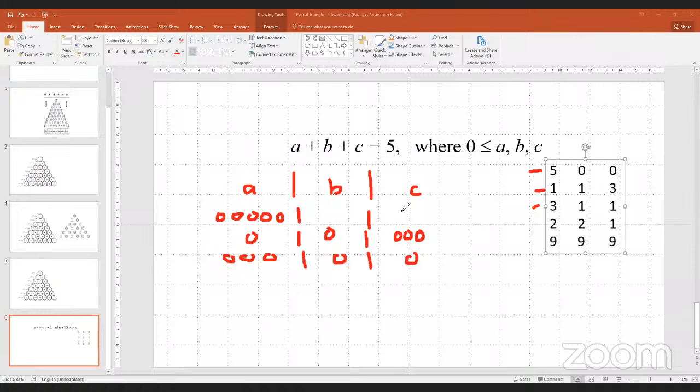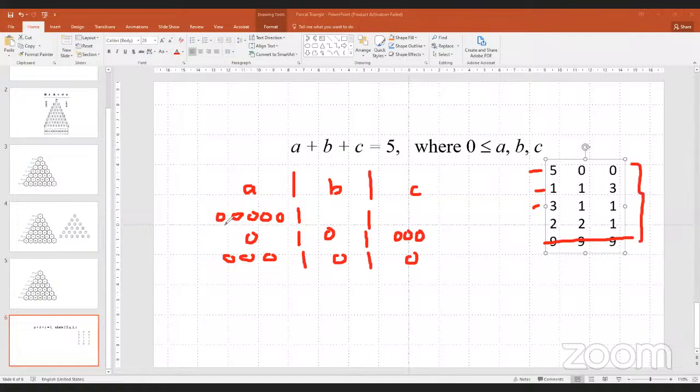So the possibility is only 5? No. That is just an example. This one is not good. This is already 4, and you can have 2, 1, 2, or 1, 1, 3, or 2, 1, 2, or 1, 2, 2, and so on. There are a lot of them. Now the question is how many?